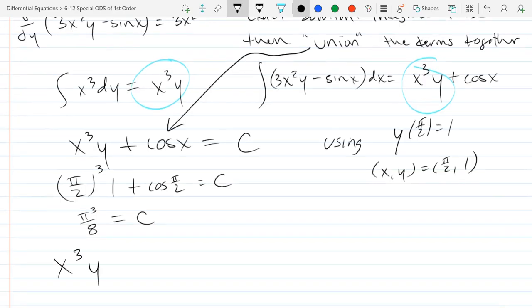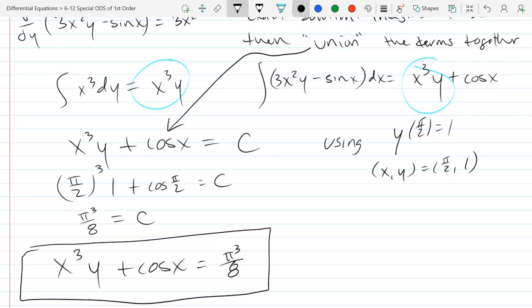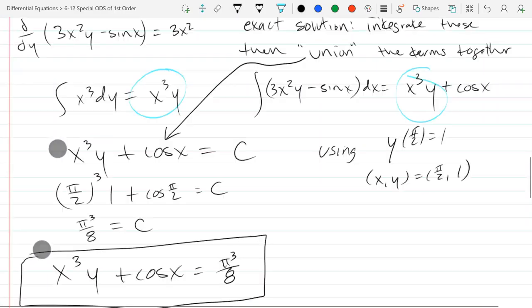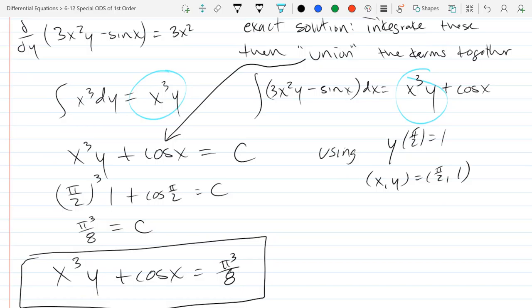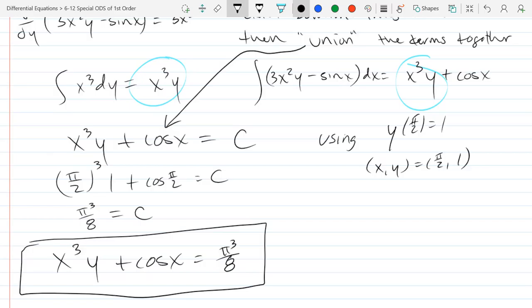And just plugging that value back in, we get our original is just equal to pi cubed over 8. And you can check by taking a derivative, solve for y prime. This particular equation here, you could solve for y explicitly and then take a derivative. You didn't have to go implicit derivative. A lot of times when a y appears in more than one place, you can't really solve for y. Even something super simple, let me put y in here, like y plus sine y equals x, you can't even solve for y in something as simple as that.